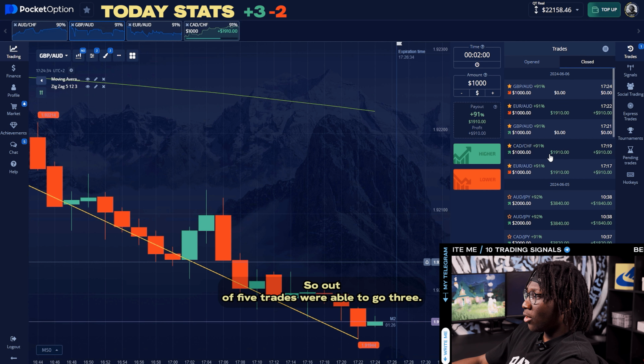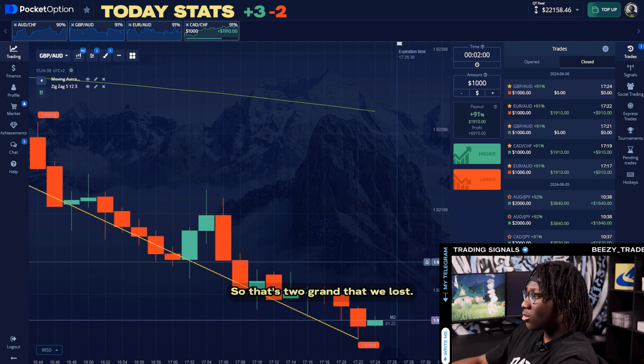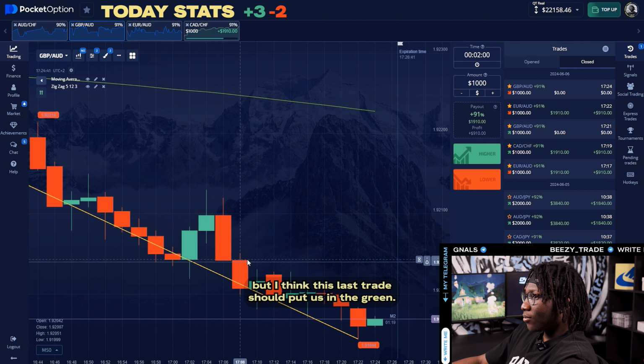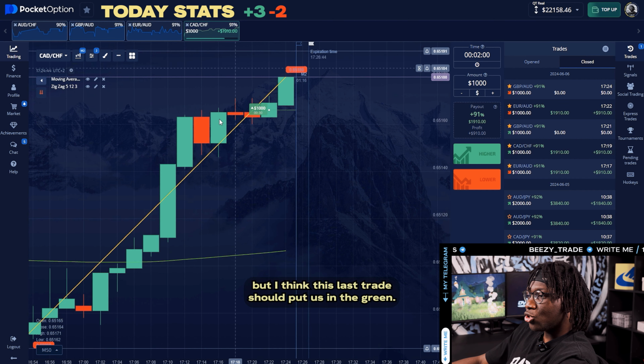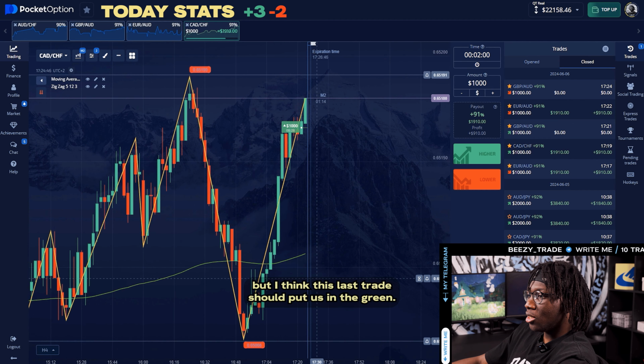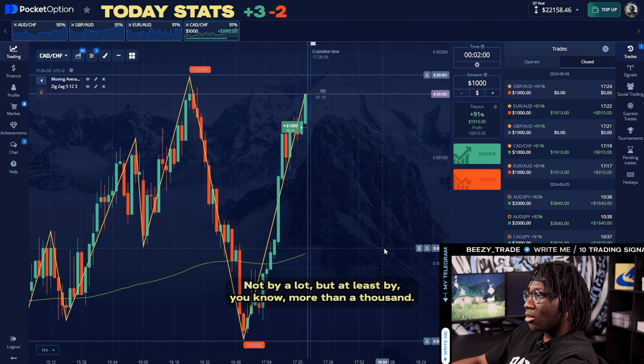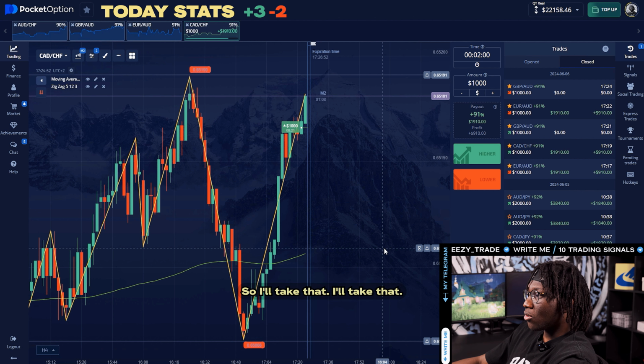So out of 5 trades, we're able to win 3, so that's $2,000 that we lost. So our profit is very, very minimal. But I think this last trade should put us in the green. Not by a lot, but at least by more than 1,000. So I'll take that.